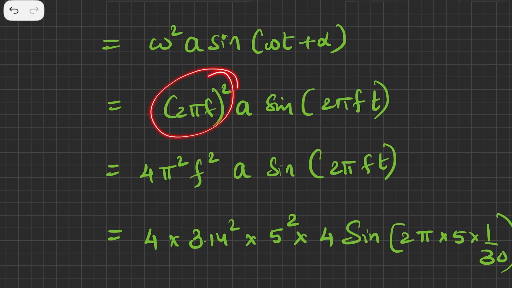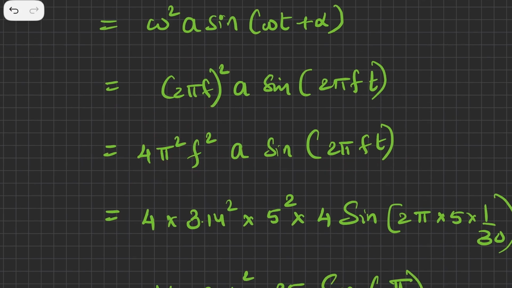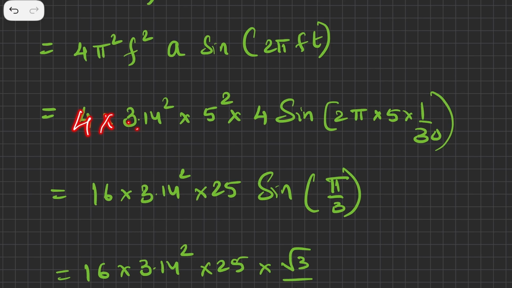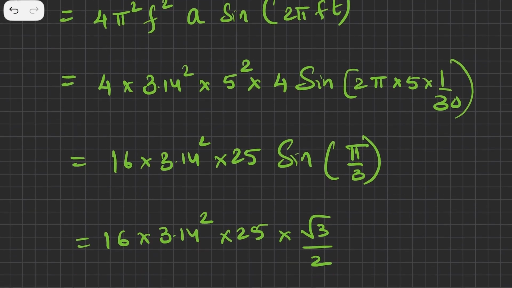Then I have squared this, so this will be 4, this will be pi square, and this will be f square. A as it is, sine as it is, everything as it is. Then let's fill in the values. So 4 into 3.14 the whole square into frequency is 5 hertz, so 5 square, and amplitude is 4 centimeters, that is 4. Sine as it is, 2 as it is, pi as it is, frequency is 5, time is 1 by 30. So all the quantities have been substituted.